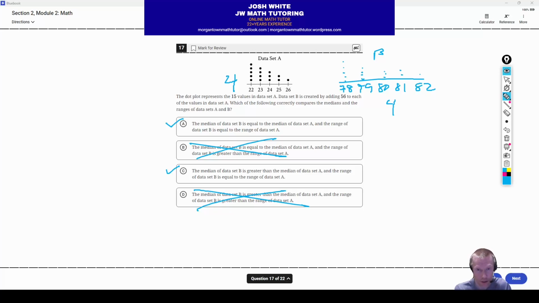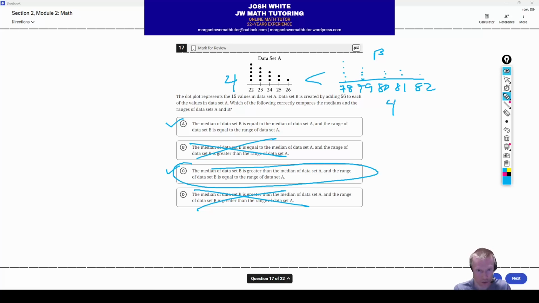The middle number, okay, obviously, if you have values between 22 and 26, the median is going to be somewhere in between there. But now if you have values between 78 and 82, the median is going to be between those numbers. So which is bigger, a number between 78 to 82 or a number between 22 and 26? Okay, obviously the 78 to 82 is bigger. So the median of B will clearly be bigger than the median of A.